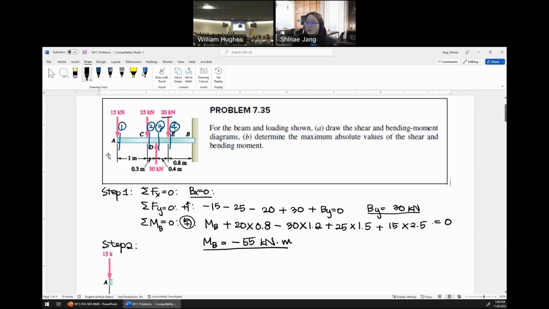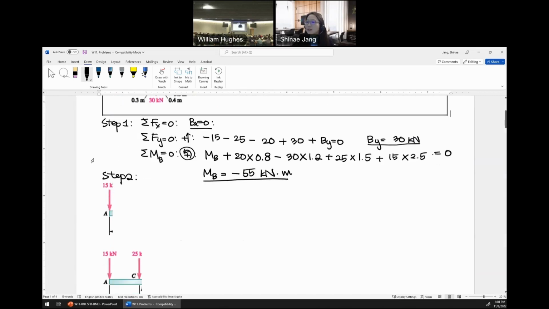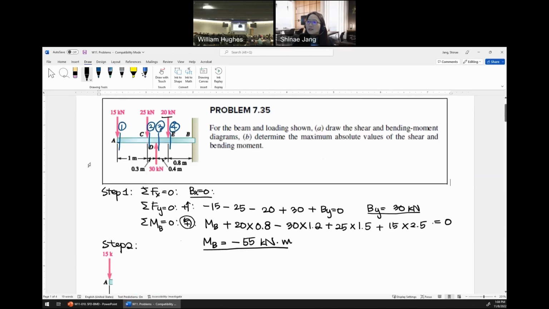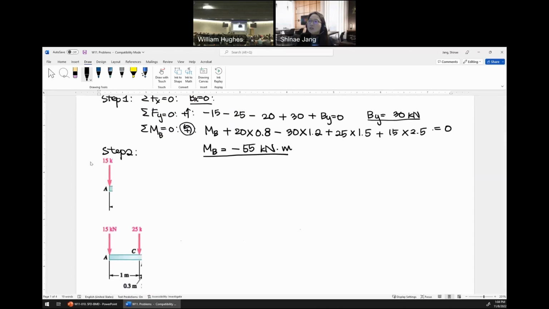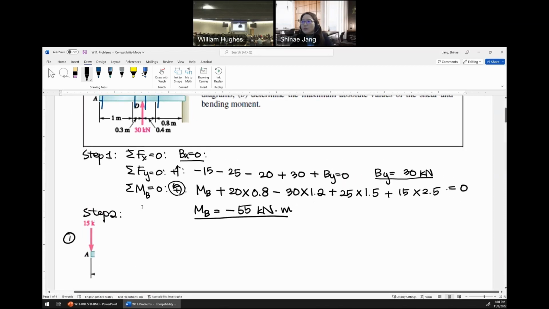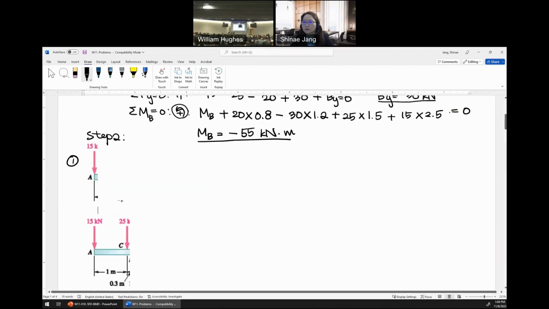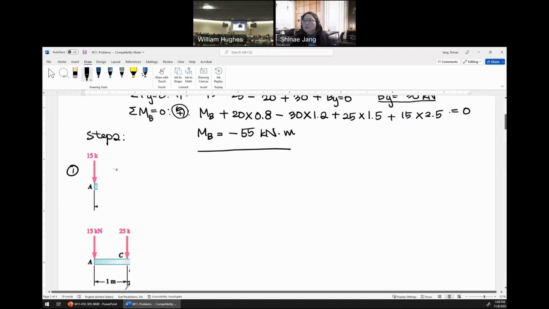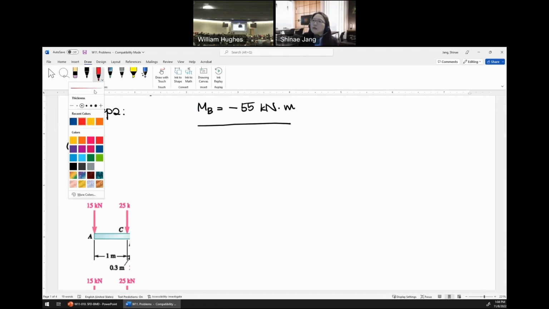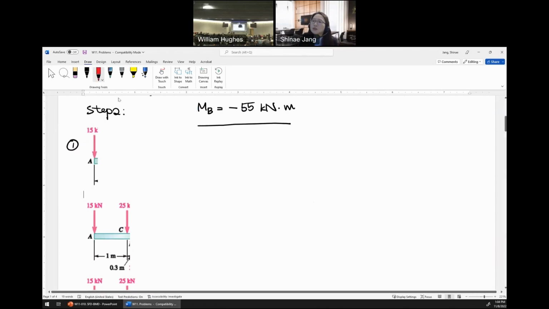And then at each cut section, we'll solve the equilibrium equations. I prepared this cut section for my convenience. So let's try the first cut section. Maybe I use a little bit bigger. Okay, then the first cut section. Now this distance is very small, and we have 15 kilonewton here, right?